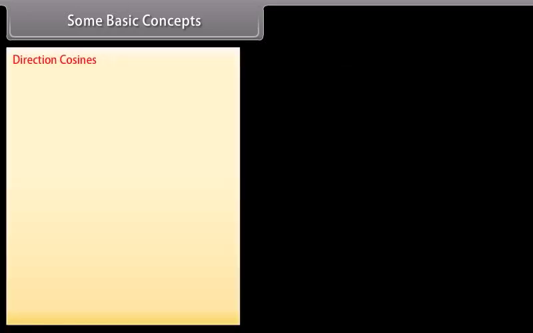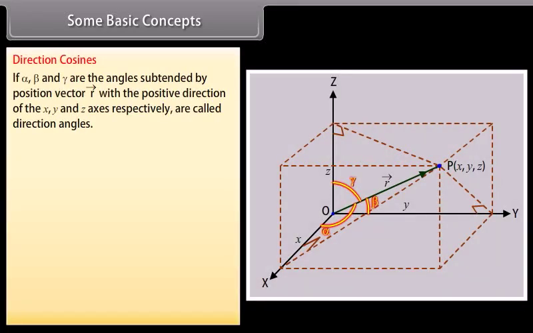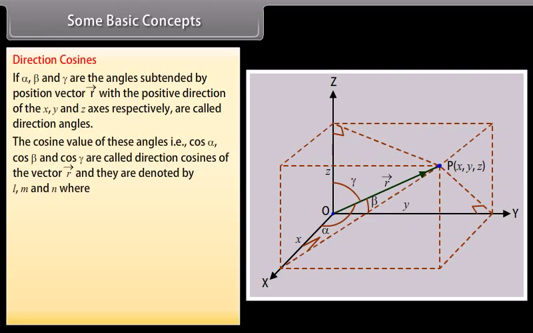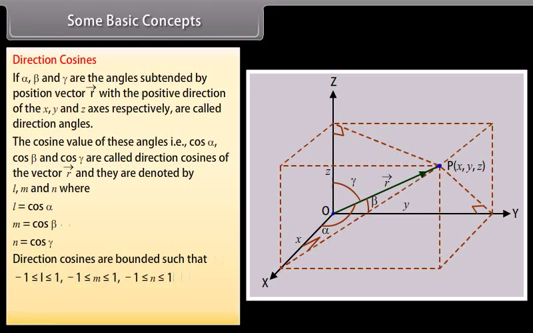Direction cosines. If alpha, beta and gamma are the angles subtended by position vector r with the positive direction of x, y and z axes respectively, they are called direction angles. The cosine values of these angles, that is cos alpha, cos beta and cos gamma, are called direction cosines of vector r and they are denoted by L, M and N, where L equals cos alpha, M equals cos beta, N equals cos gamma.